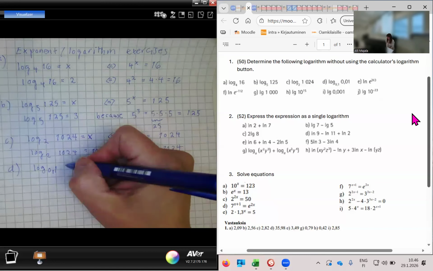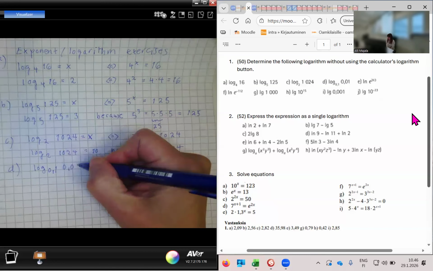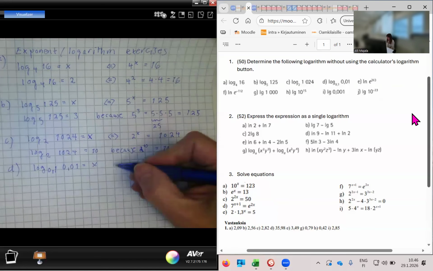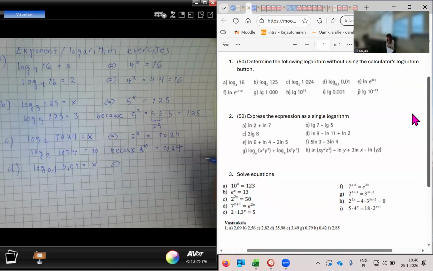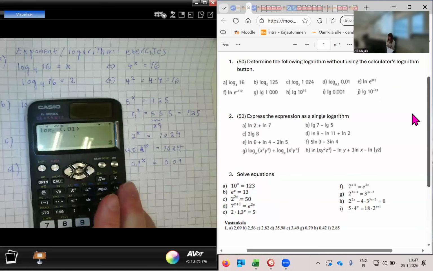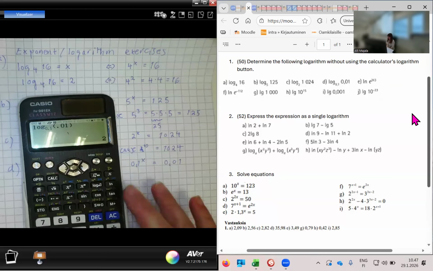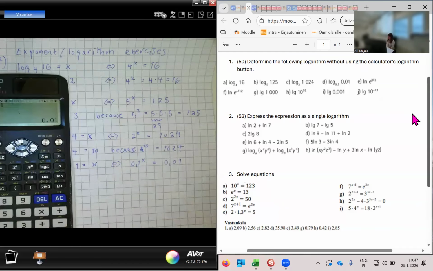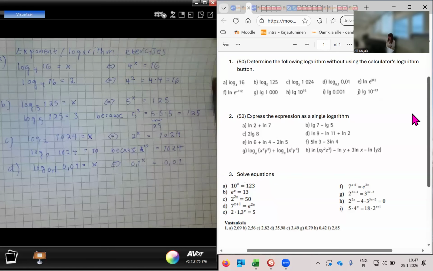And then there was the 0.01. So again, I could think of it as the base to the power of something, and it becomes this. Then I can even take it with my calculator, if I didn't remember what 0.1 times 0.1 is. 0.01. So that seems to be 2 times.